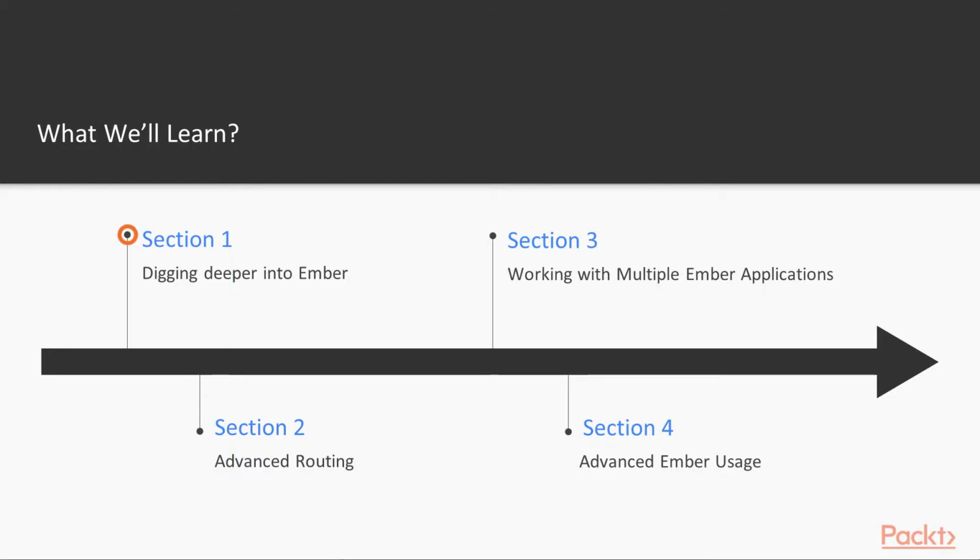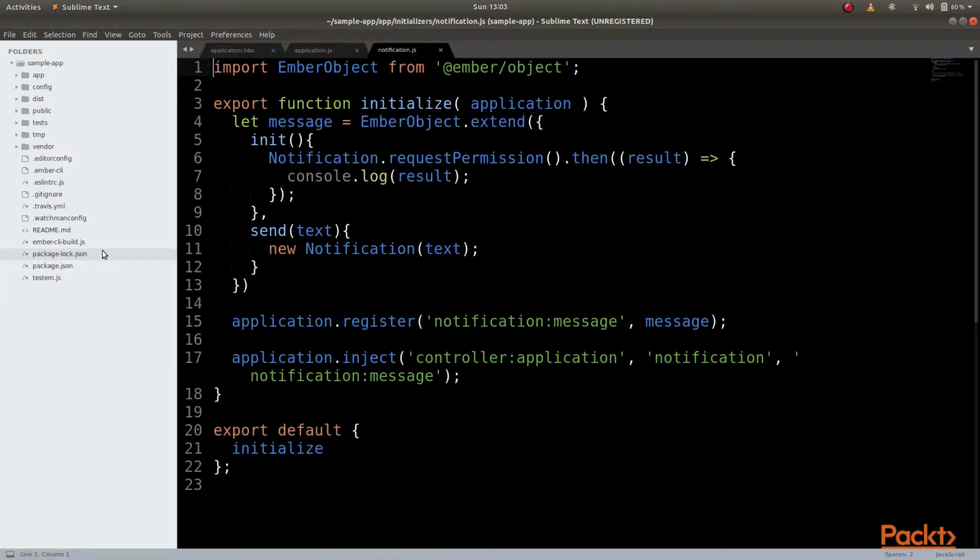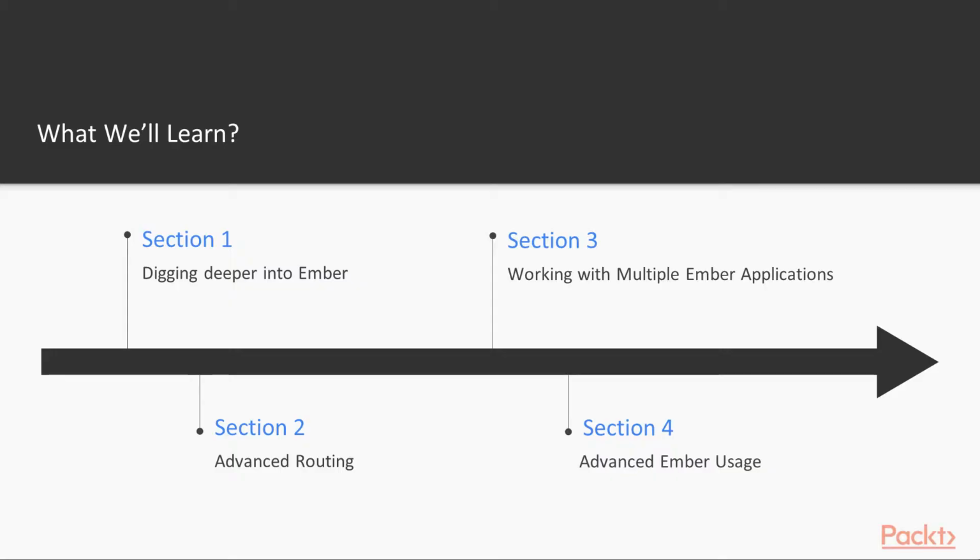We will begin with digging deeper into Ember, in which we will learn about initializers, the Ember run loop, and dependency injection. In learning about these concepts, we will look at setting up notifications by using an initializer as well as dependency injection. Then we will have a look at advanced routing, in which we will look at promises as well as handling fulfillment and rejection.